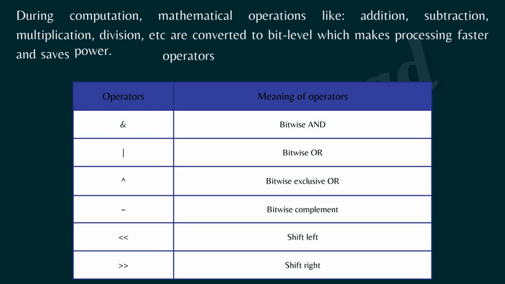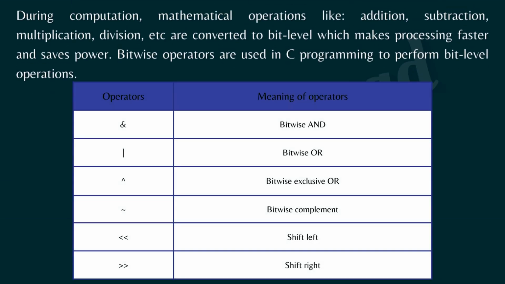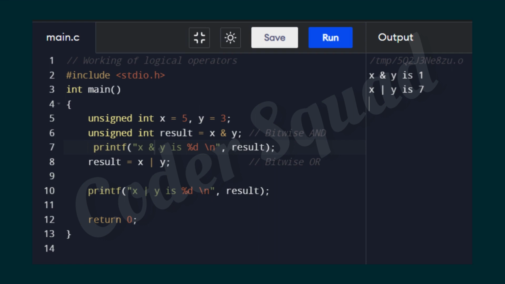Bitwise operators perform operations on individual bits of binary numbers. In C, we have bitwise AND, bitwise OR, bitwise XOR (caret), bitwise NOT, left shift, and right shift.